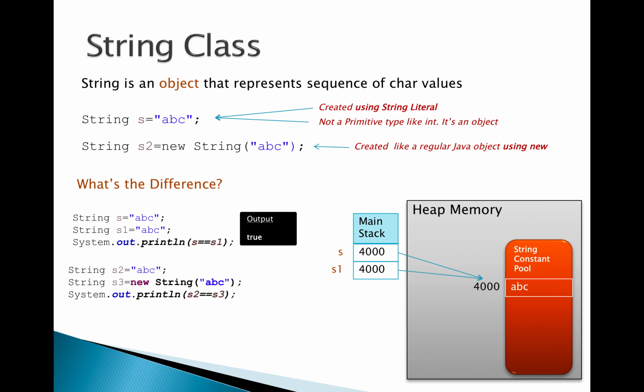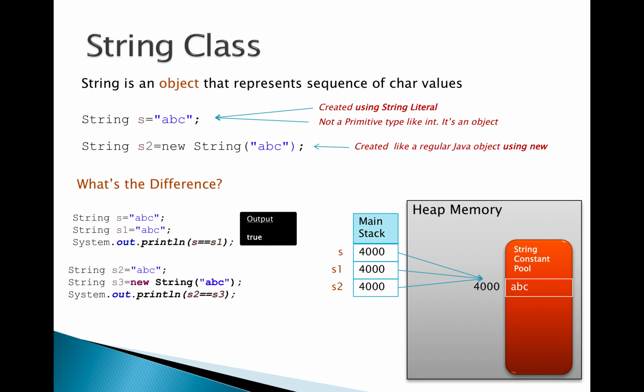The next case is String s2 is equal to "abc", String s3 is equal to new String("abc"). Now let's compare s2 equal to s3. In this case, let's see the memory allocations. When you do s2 equal to "abc", it's going to be the same way. "abc" is already there, so it returns the 4000 location to s2. It is going to hold the reference of "abc", which is 4000.